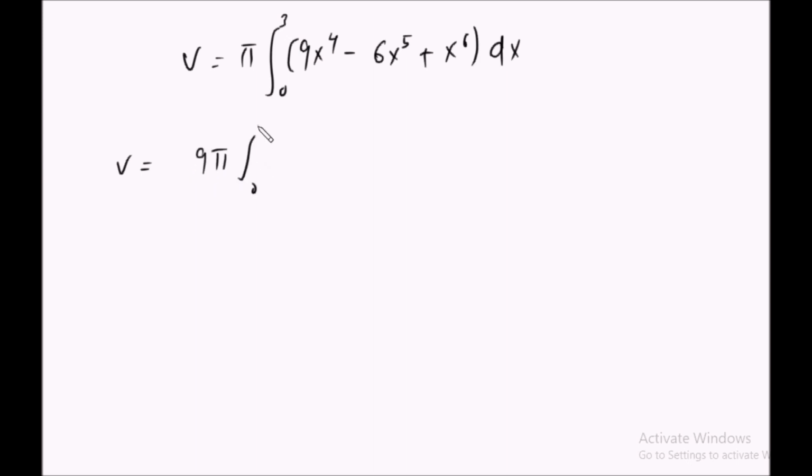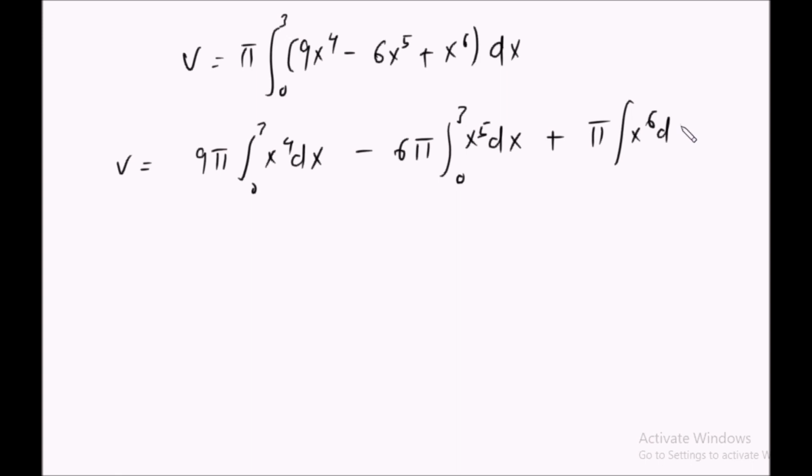Volume tumesema ni pi from 0 to 3 of 9x power 4 minus 6x power 5 plus x power 6 dx. So let's integrate this one. Hii ni sawa na niseme nini? Ni sawa na 9 pi 0 mpaka 3 x power 4 dx minus 6 pi 0 mpaka 3 x power 5 dx plus pi x power 6 dx.